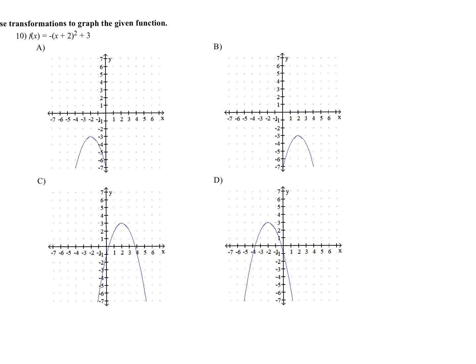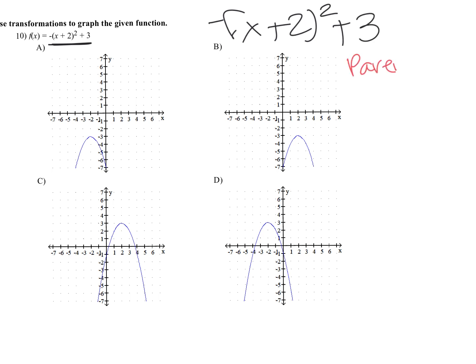Let's try number 10. So number 10, we're using transformations once again to graph this. And so we have this transformed equation. Let me write this a little bigger. Okay, so my parent function, it always helps to identify the parent function. So the parent function I can tell is x squared, right? So it was x squared and all these things happened to it, right? That's why they call it the parent function. All right, so what has happened to it?